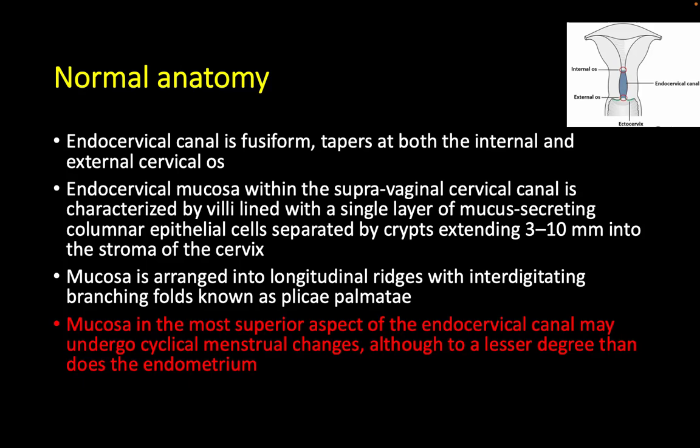An interesting thing about this endocervical mucosa is that the upper part of the endocervical canal can also undergo cyclical changes with menstruation, though to a lesser extent, like the endometrium. Therefore, occasionally you may come across a patient who has features of cystic endometrial hyperplasia, but also has similar changes extending into the upper part of the endocervical canal.